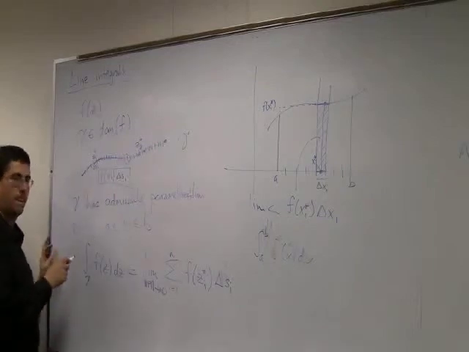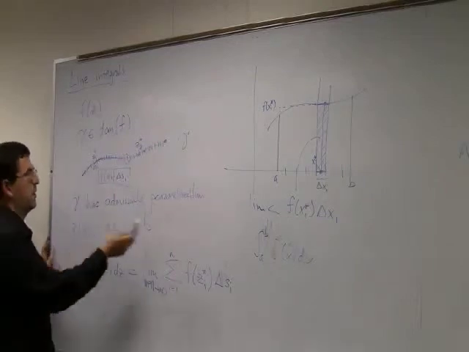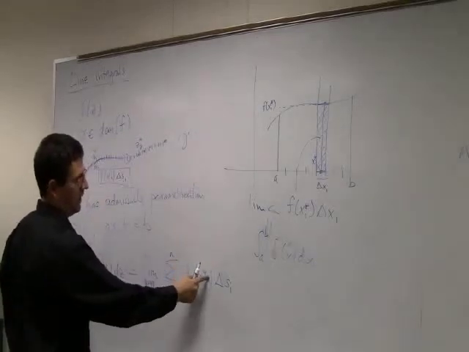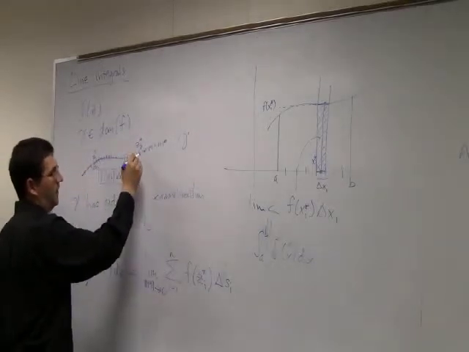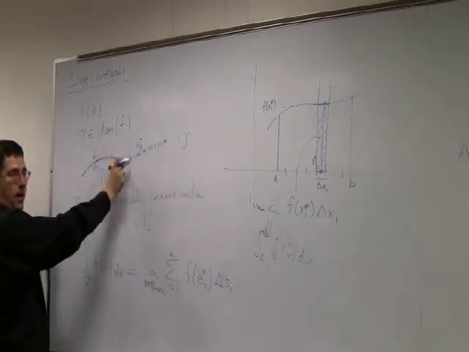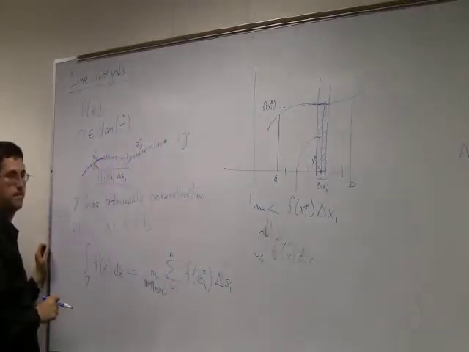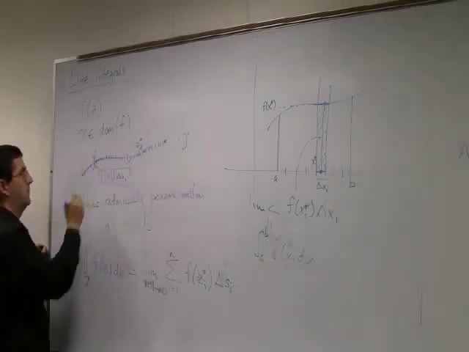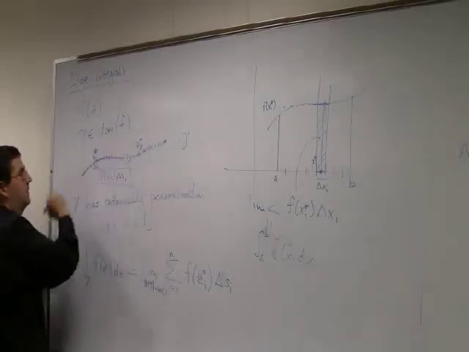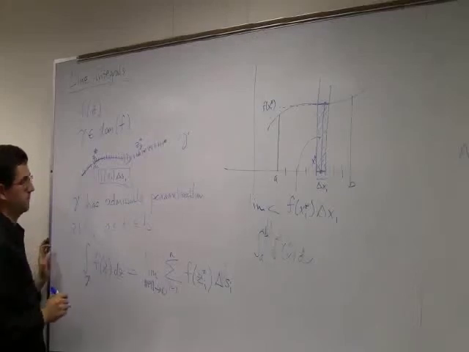Wait, what do you mean by this star? It's just notation. It's not meaning anything special. It's a point within the ith gap. So your z over there by your delta si hat, that's a z star. Yeah, that's what that is. Yeah, it's a star.